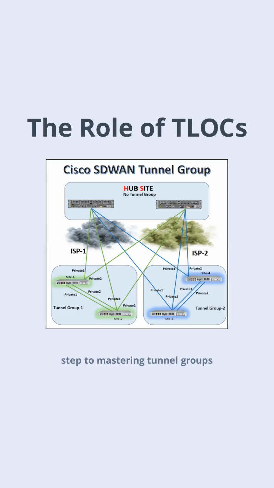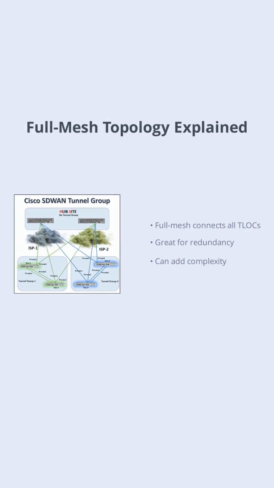Understanding TLOCs is the first step to mastering tunnel groups, as they are the endpoints that make up your overlay network. In a full mesh topology, every TLOC connects to every other TLOC, creating a web of tunnels across your SDWAN fabric. This setup is great for redundancy and ensures that traffic can always find a path, but it may not be ideal for every organization. Sometimes you want to limit which sites can communicate directly, either for security or performance reasons. That's where tunnel groups come in. They allow you to break away from the default full mesh and design a topology that fits your business needs.